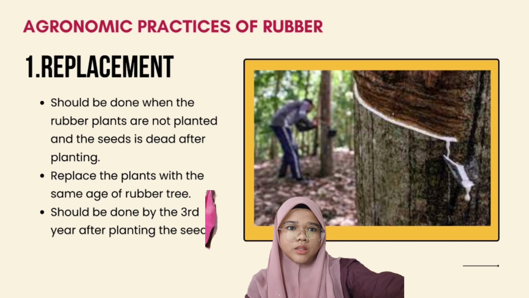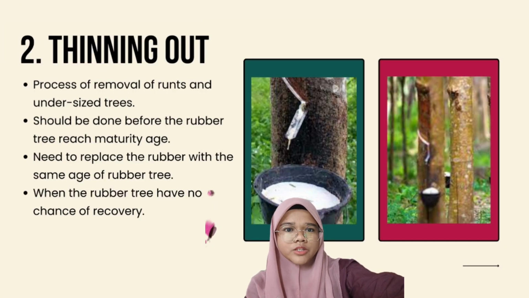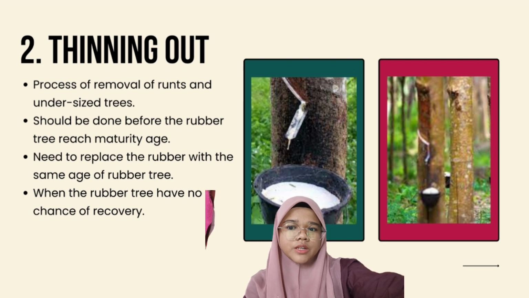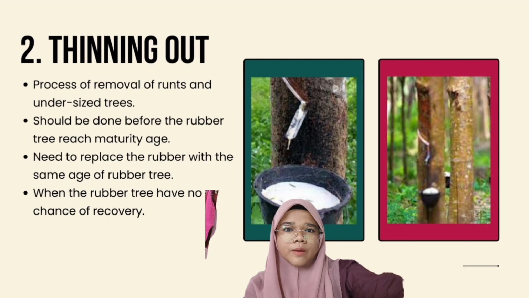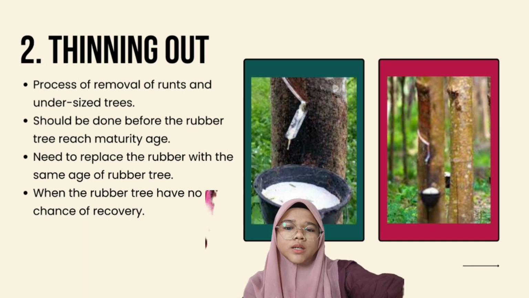The second one is thinning out. Thinning out is the process of removing branches and undersized trees. Undersized trees are trees that are not mature enough, and thinning should be done before the rubber tree reaches maturity age. It can also be replaced with rubber of the same age that we already put in the poly bag in the nursery. We can also thin out our rubber trees when they have no chance to recover.